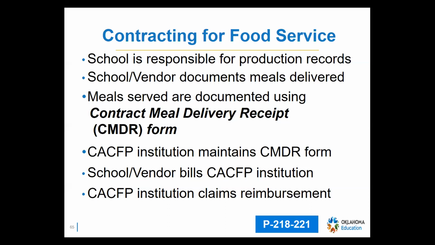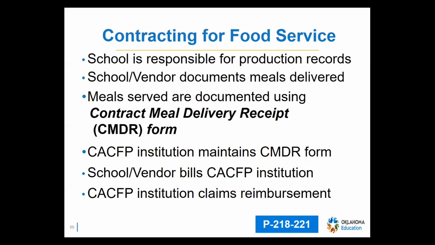We don't have a lot of people that contract, but that's just kind of how the contracting does go. If you do with a school, they're responsible for the production records. But that contract meal delivery sheet should show everything that you're receiving. If there's a CN label, it should say there's a CN label. It should tell you how to serve. It should tell you how many portions.